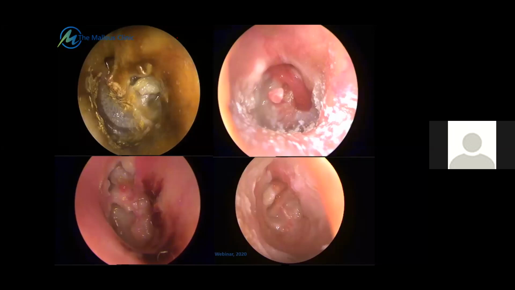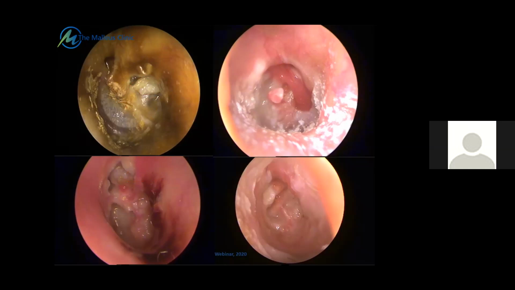So keeping that in mind, let's first and foremost understand that as otologists, we routinely see patients with otoscopic pictures like these: cholesteatoma, erosion, retraction of the tympanic membrane, granulation tissue, partial erosion of the ossicles, and so on and so forth. This is a very routine scenario for us as otologists to encounter in our day-to-day practice.